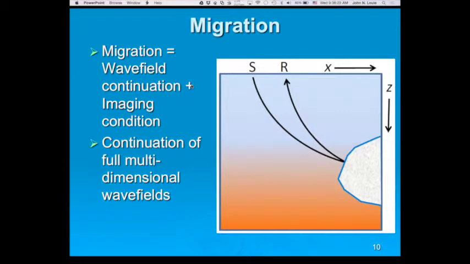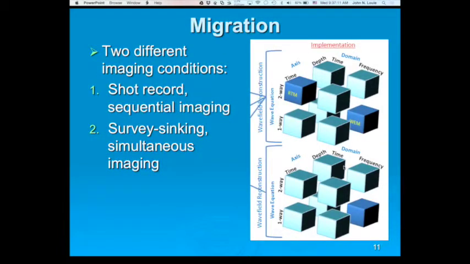And we're putting those wave fields into whatever space we need to: 2D, X and Z and time, or even 3D, X, Y, Z and time. And we're talking about continuing those wave fields. So we're looking to continue a wave field from the source to a reflection point, and then from a reflection point to a receiver. Those are the wave fields we're going to construct. And the reason we're going to construct them is that through our imaging condition, we will get information on what happens at the reflecting point, at the reflector.